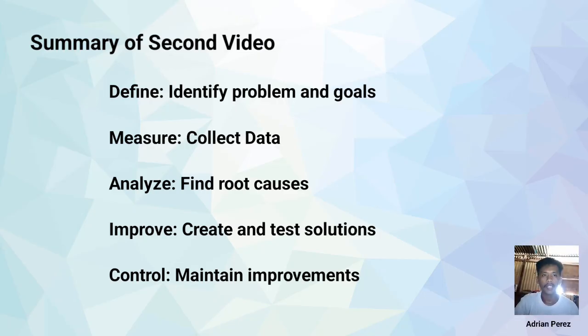In the video, they explain each step of the DMAIC. Define, understand the problem, and set the project goals. Measure, collect data to know where you currently stand. Then, analyze is finding out root cause of the issue. Improve means creating testing solutions, and control is making sure the solutions continue working over time.